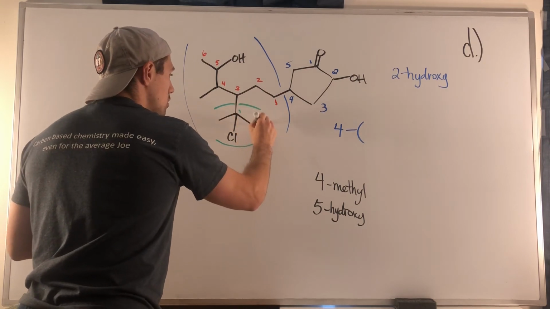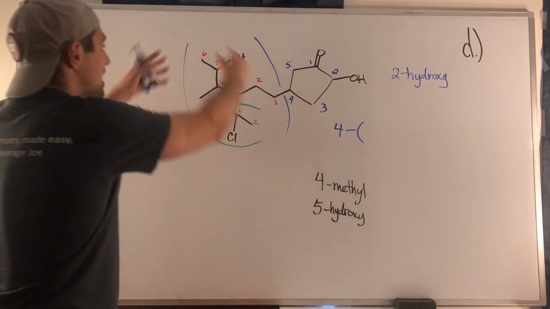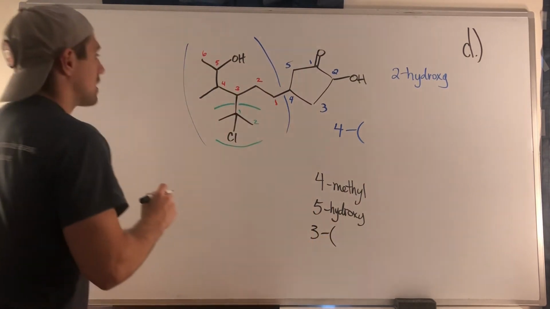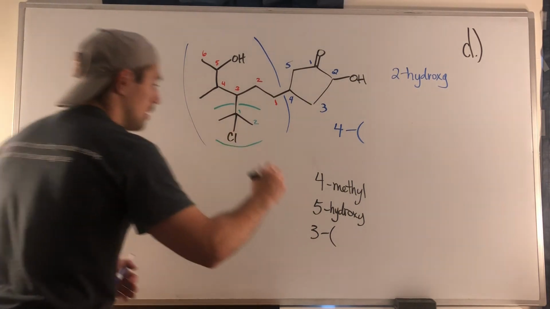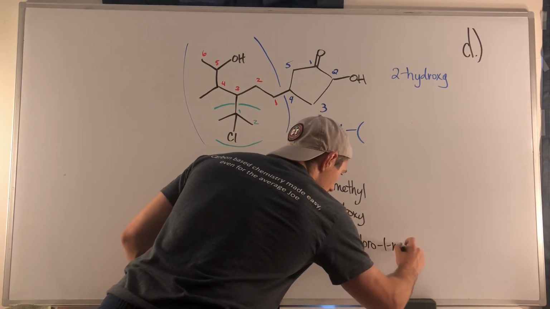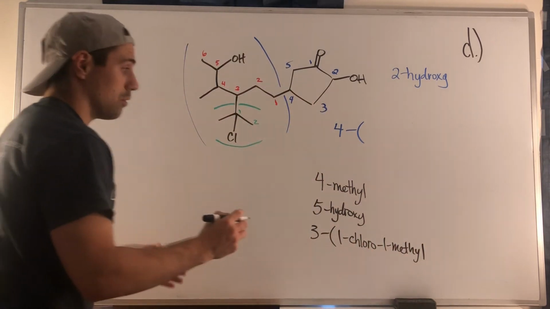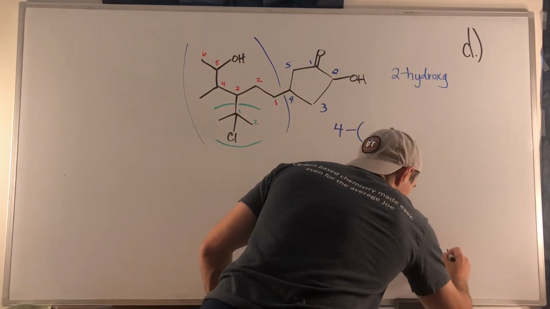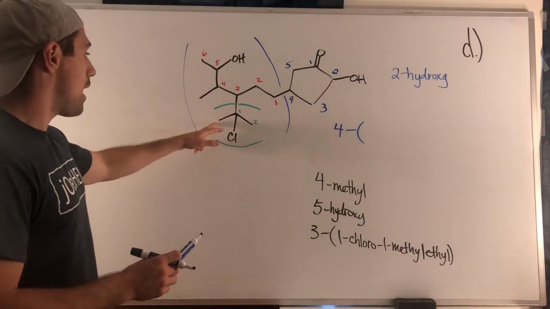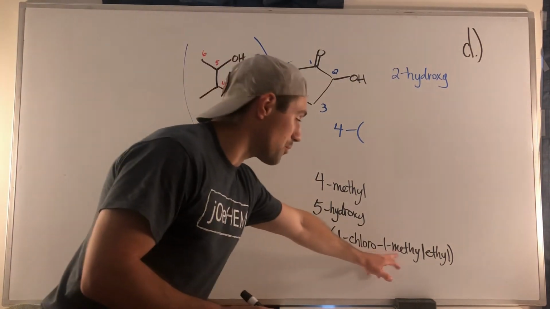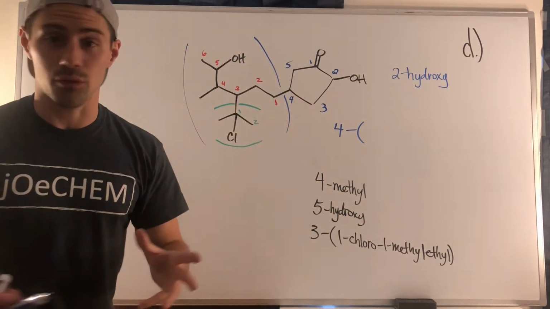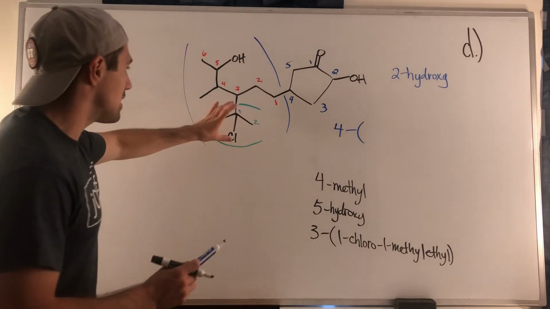What we can do is our parent chain is 1, 2, so within our parentheses, at position 3, I'm going to open up more parentheses. We have a 1-chloro, 1-methyl, ethyl. And you can see I kind of did some alphabetizing on my own, right? Because we do have chloro and methyl on the same carbon, but obviously C comes before M. So 1-chloro, 1-methyl, 2 carbons total, ethyl. So that takes care of the parentheses inside of the parentheses.